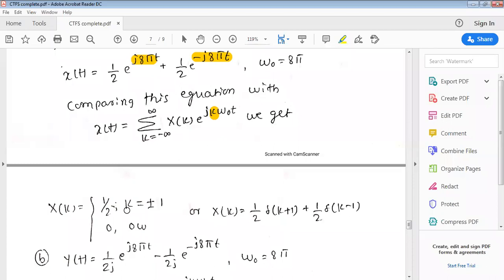Have you followed this step? Or any doubt you have? Any doubt? Sir, repeat that x of t.